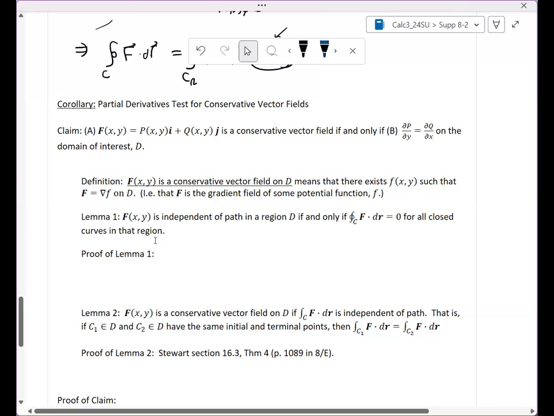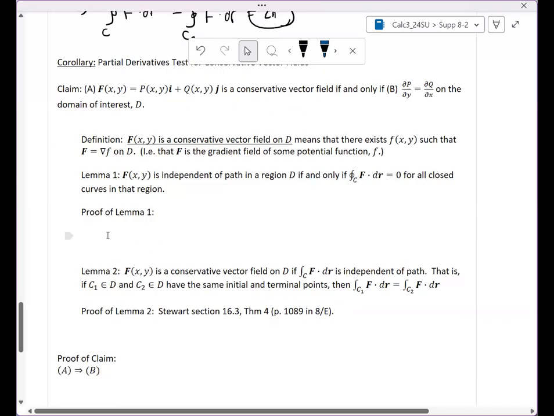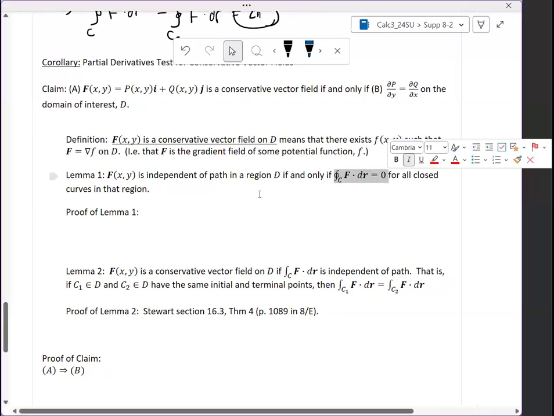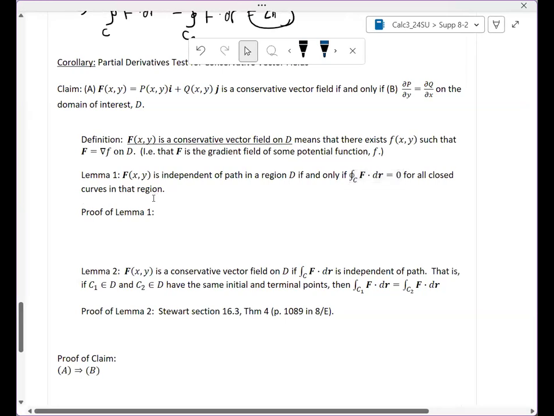Okay, we have two lemmas. A lemma is kind of like a small proof that's going to help us with the bigger proof. So lemma 1, and these are both in the book, and we've discussed both of these before, but just a quick reminder: big F is independent of path in a region D if and only if the integral over a closed curve C of F dot dr equals 0 for all closed curves in that region.